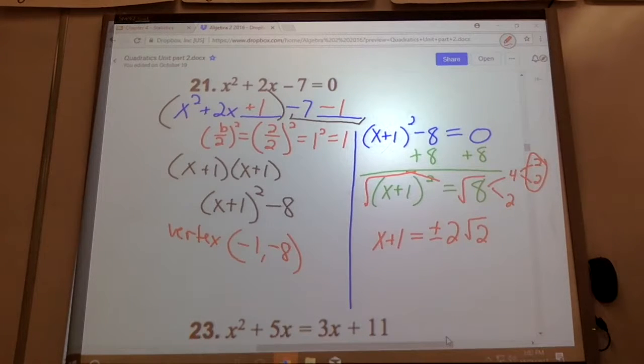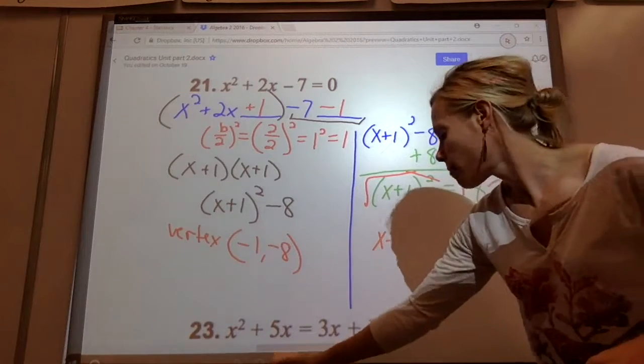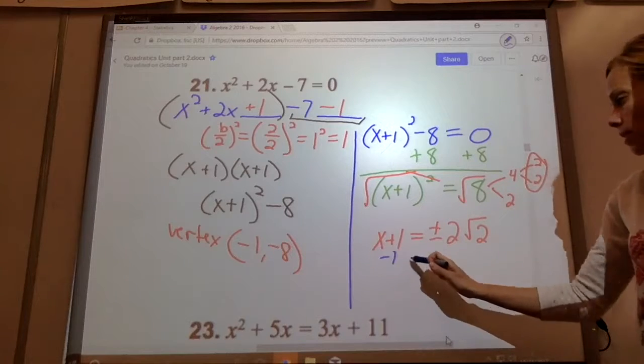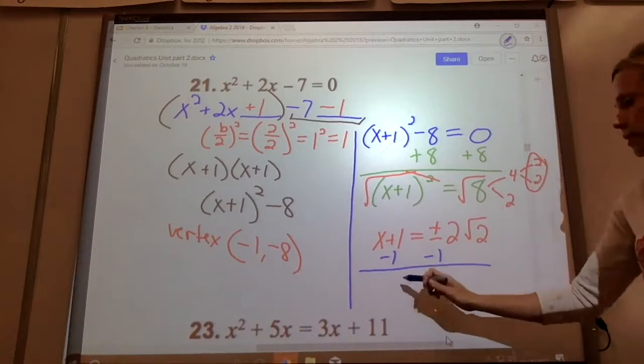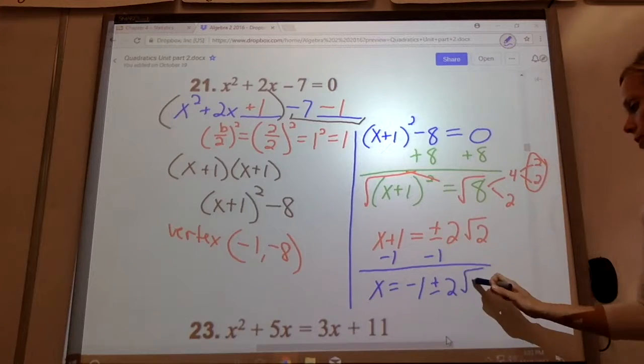So I get x plus 1 equals plus or minus 2 root 2. Right? Always plus or minus. And then my last step would be get x by itself, so subtract the 1. So subtract 1, but those are not like terms. So I have negative 1 plus or minus 2 square root 2.